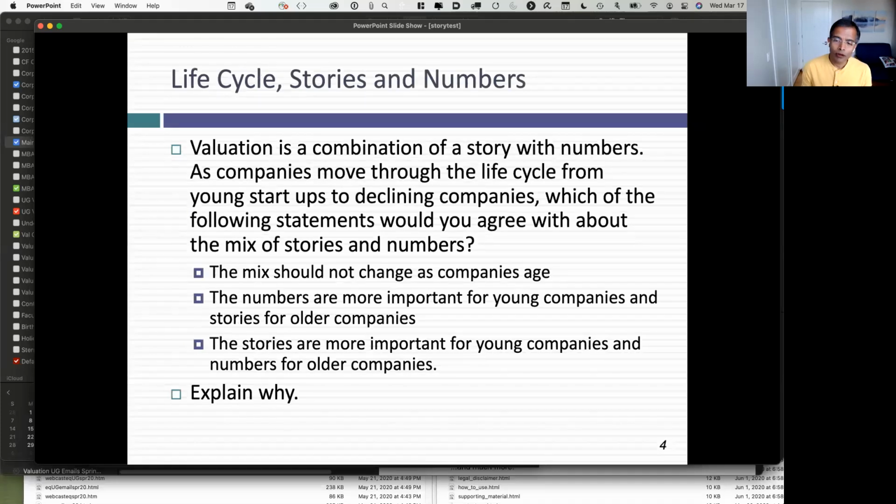And finally, Rodrigo, you can help me on this one. Remember the concept of corporate life cycle? I introduced it, I think, in the first class. So young companies, startups, then you have toddler companies, then you have teenage companies, then you have companies at the peak of their lives, then you get middle-aged, then you get old, and then you die. And you value companies across the life cycle.